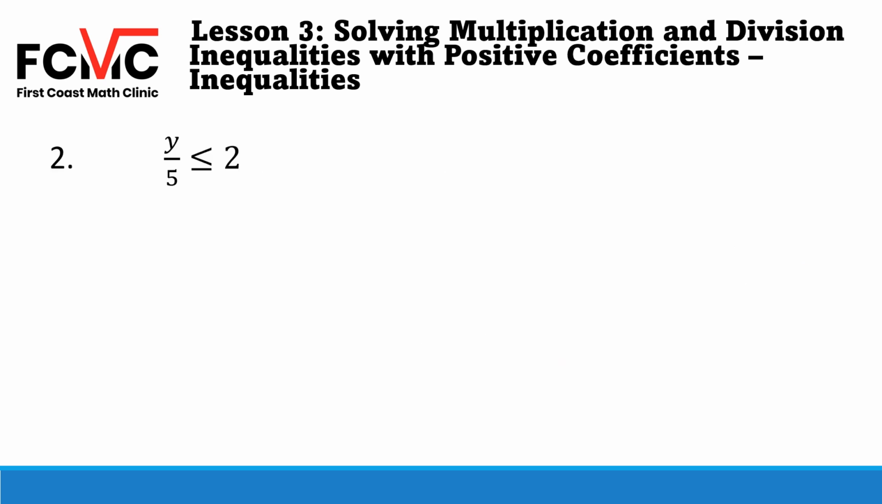Number 2, y divided by 5 is less than or equal to 2. I want to undo this division, so how do I undo dividing by 5? I multiply by 5, so I'm going to multiply the left side and the right side by 5. Since the left side has a fraction, I'm just going to put that 5 over 1 to make my multiplication a little bit easier. 5 times y is 5y. 1 times 5 is 5.